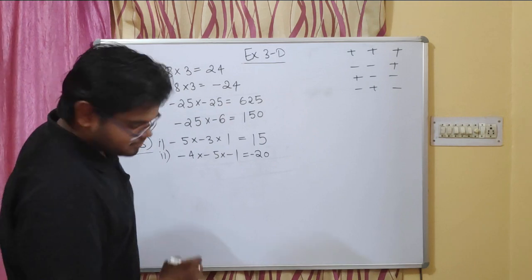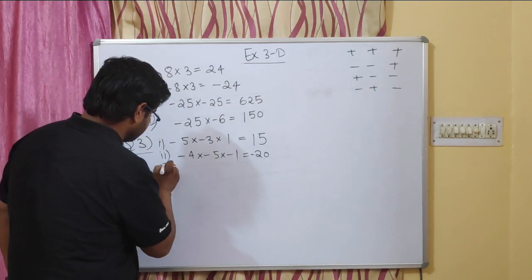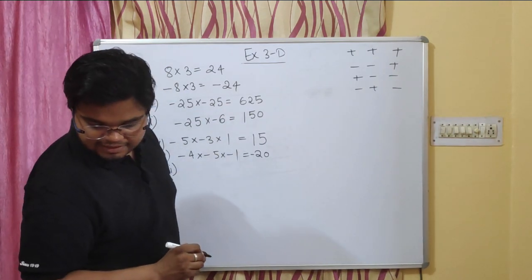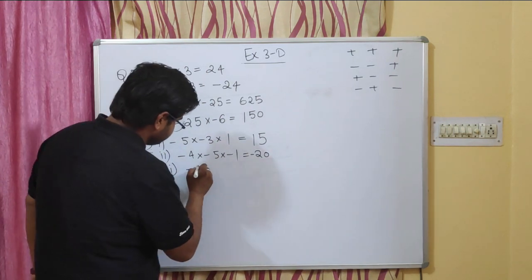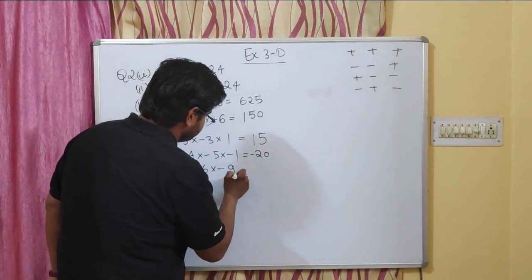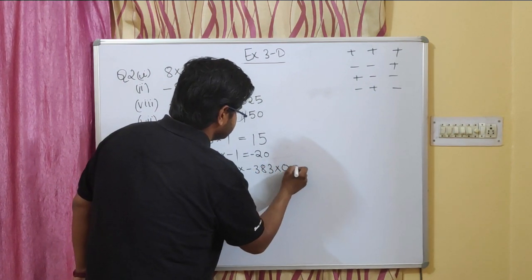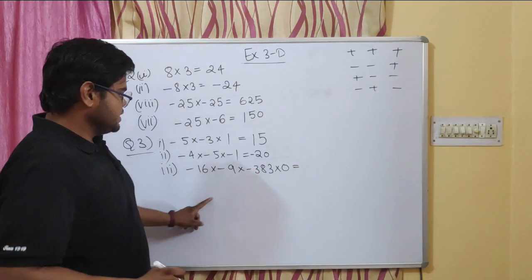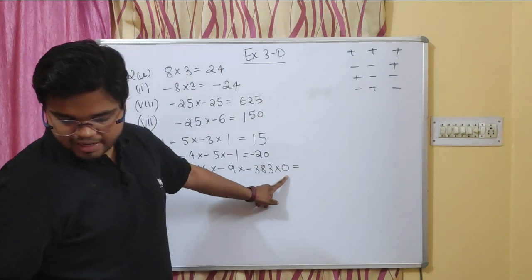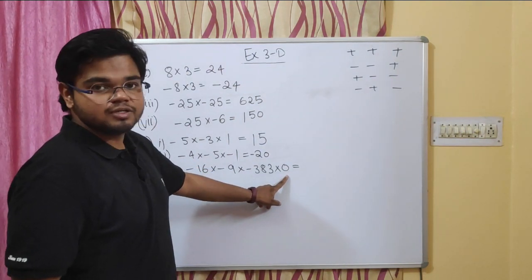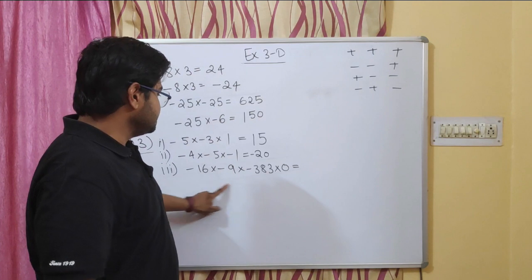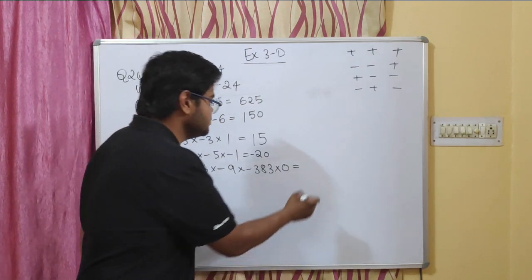Part 3. Minus 16 into minus 9 into minus 383 into 0. So children, in this question you can see the last integer is 0. So if anything is multiplied with 0, it will be equal to 0.